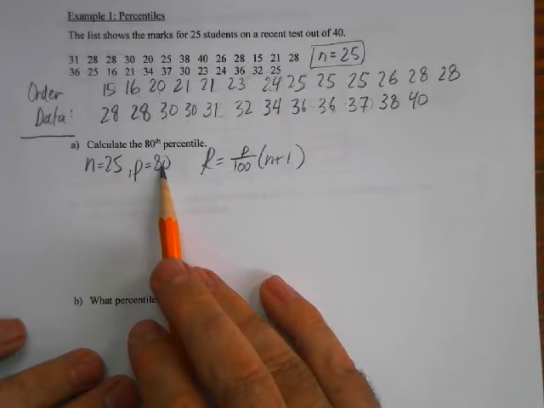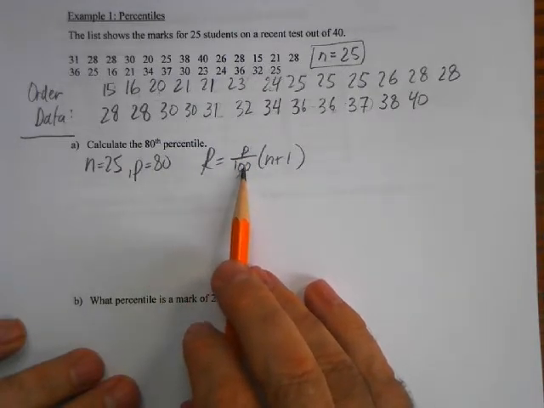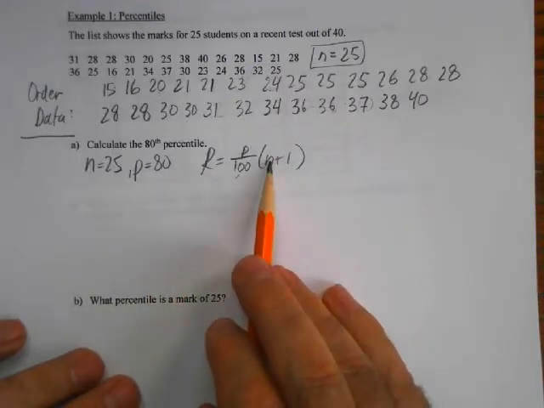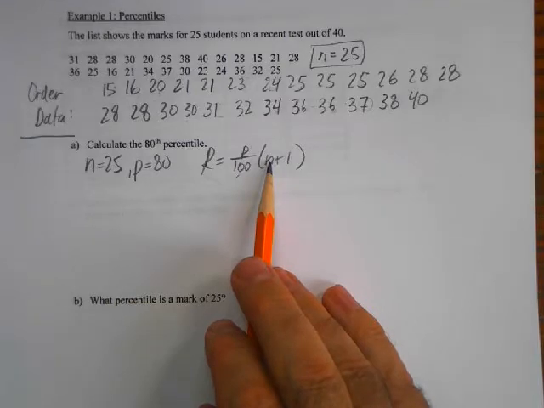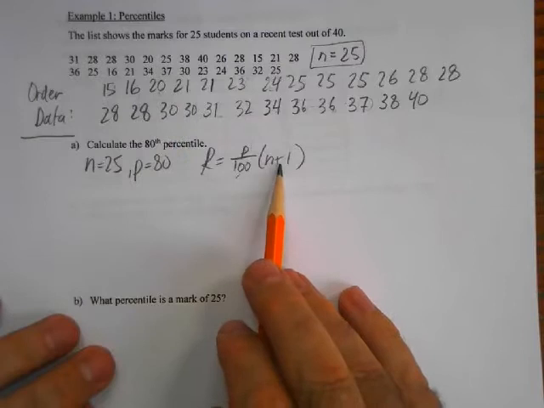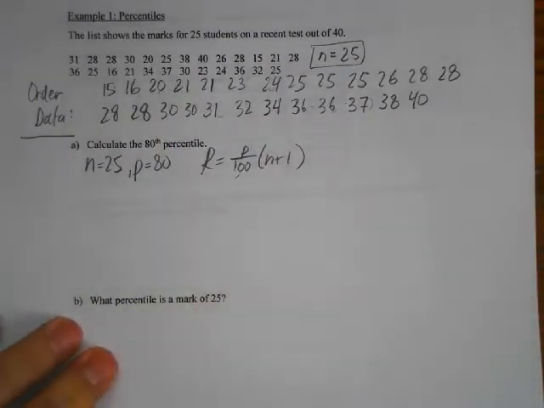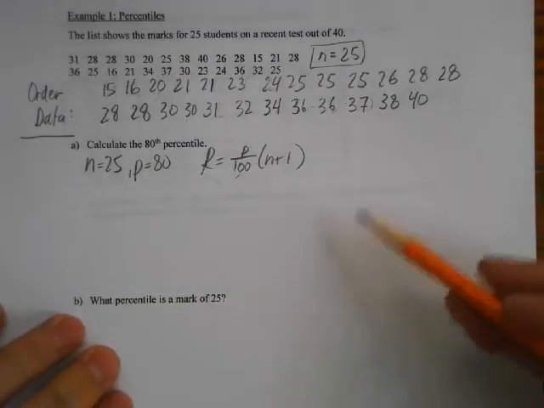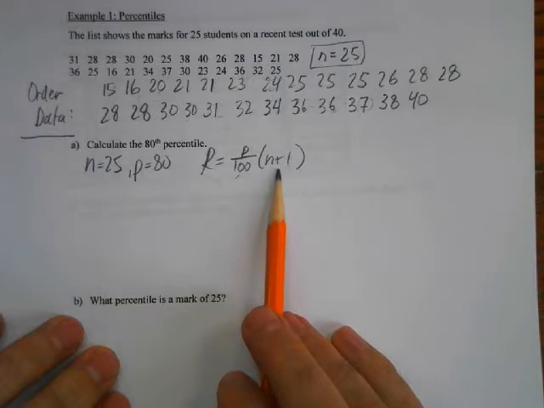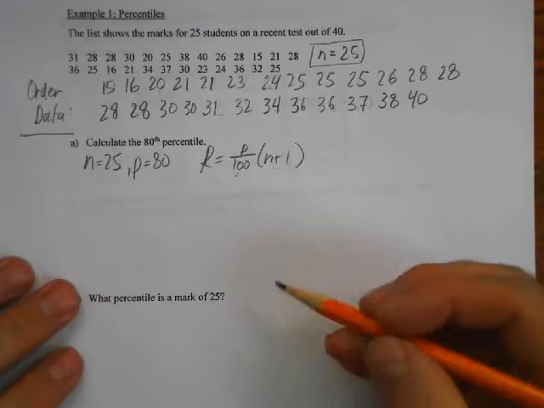The P, 80th percentile, 80 over 100, well, that's basically going to turn into 0.8, which is the same as 80%. And then we multiply by the number of data points, in this case the number of marks, plus 1. And you might think it's kind of weird. Why are we using N plus 1? It's just, if we're trying to find the position, we need to increase this by 1. Otherwise, if we just use N, we wouldn't get the right position. So just trust me on this one.